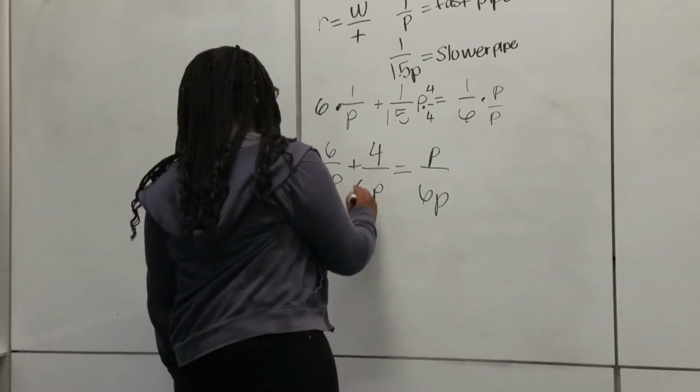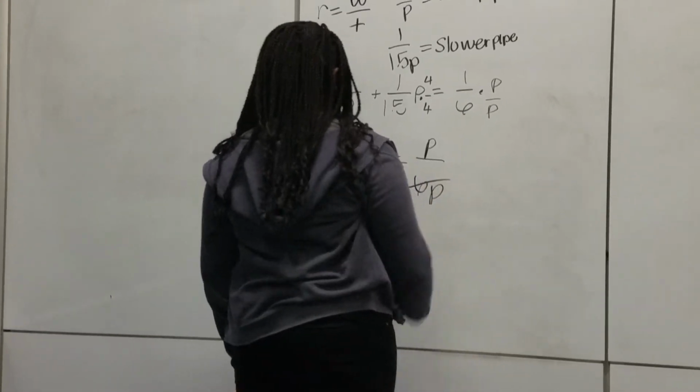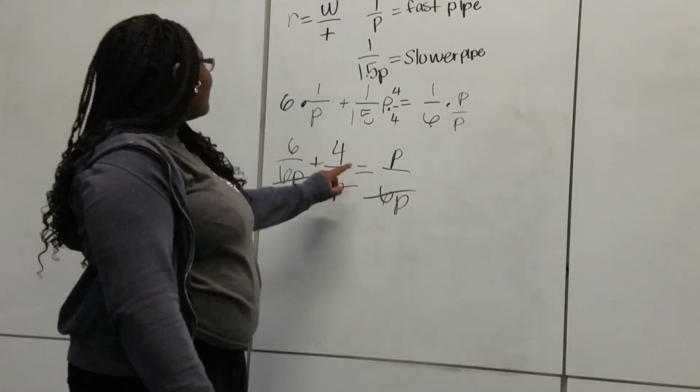This was meant to be 6P. Since all of these are the same, you cross out your like terms. And that means that 6 plus 4 equals P.